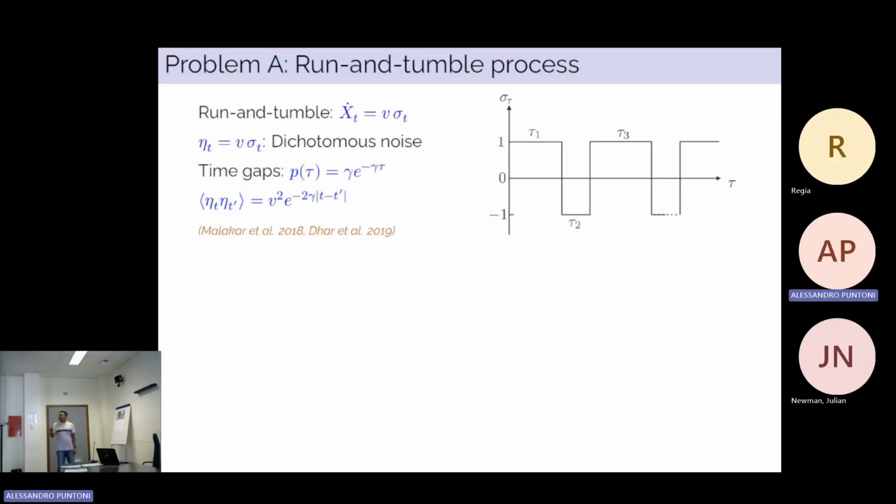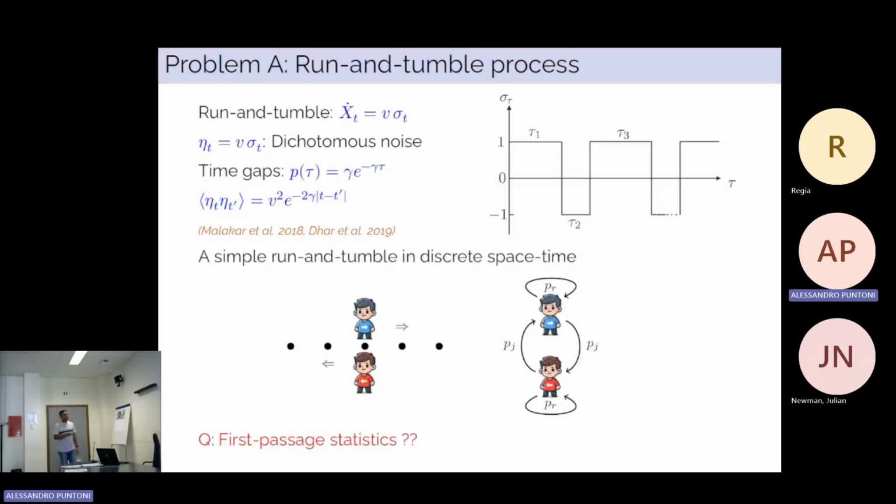So basically you have a persistence. And in continuous space-time, people have solved this problem. So you can see these references. But what we ask is this.